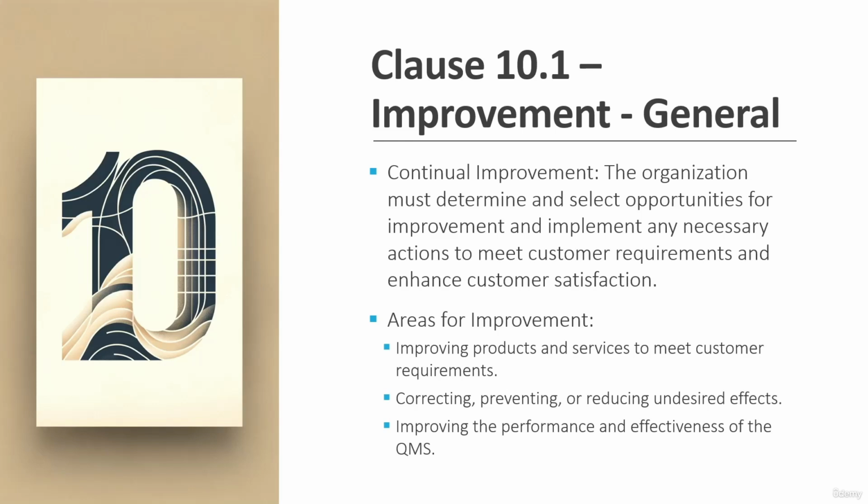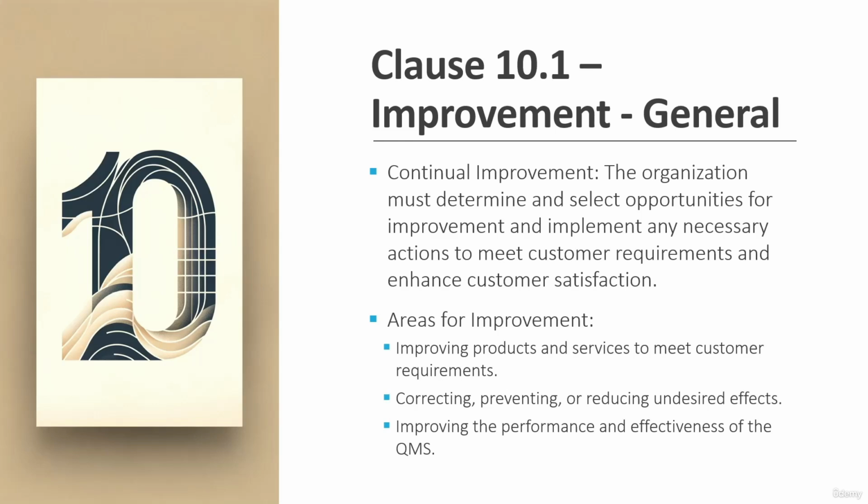That's the purpose of continual improvement. Now, three areas have been specifically listed in the standard. These areas of improvement are improving the product or service to meet the customer requirements, maybe make your product or service better. That's one part of improvement. The second part of improvement is correcting, preventing, or reducing undesirable effects.